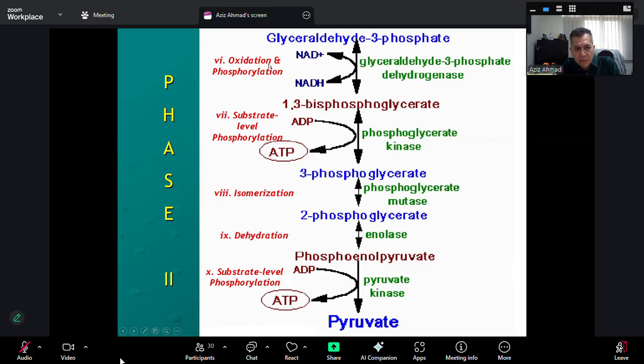Then you look here, what happens here? This is oxidation and phosphorylation, where NAD receives a proton, then we obtain NADH. NADH from the cytosol will soon go into the electron transport chain for production of ATP. Remember, there are two pathways of transportation of NADH from the cytosol into the mitochondria, which are the glycerophosphate and malate-aspartate shuttles.